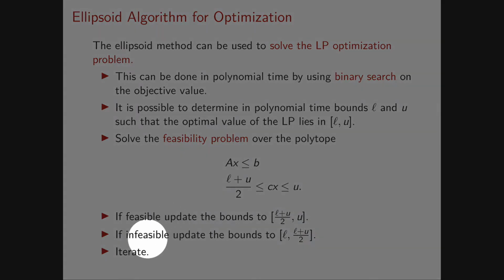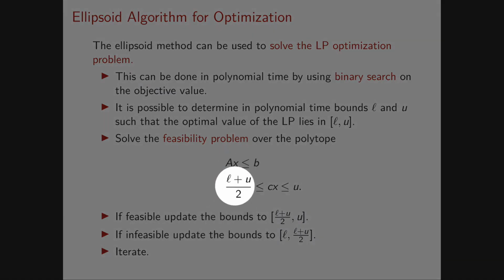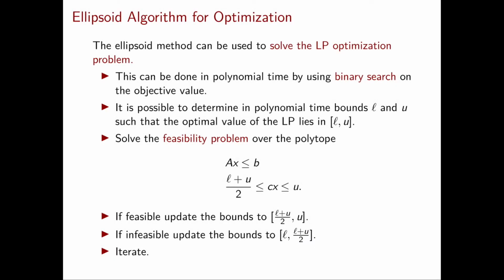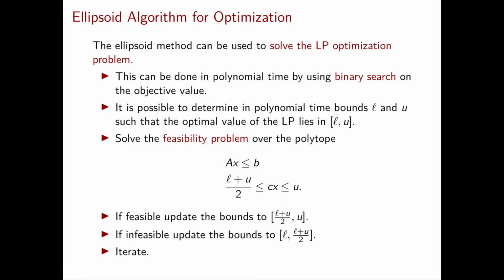On the other hand, if this problem is infeasible, then it means that there's no point in the polyhedron that has an objective function in this interval, but there still could be a point in the worse half that we haven't considered in this problem. So we update the bounds to (L+U)/2, so to the worse half of the objective values. In both cases, as you can see, the length of the interval has been halved. In both cases, then you iterate, and it can be shown that after polynomially many iterations, you will end up with an optimal solution to the original LP optimization problem.